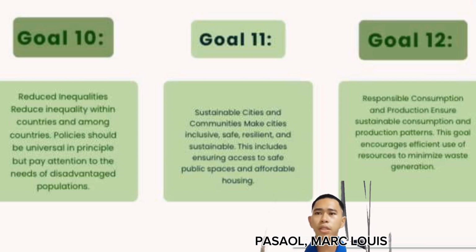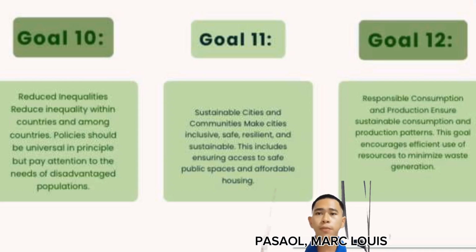Goal 11, Sustainable cities and communities, aims to create inclusive, safe, resilient, and sustainable cities. This goal promotes access to safe public spaces and affordable housing. By promoting sustainable urban development, this goal seeks to improve the quality of life for city dwellers while minimizing environmental impact. This includes creating green spaces, promoting public transportation, and ensuring access to clean water and sanitation.